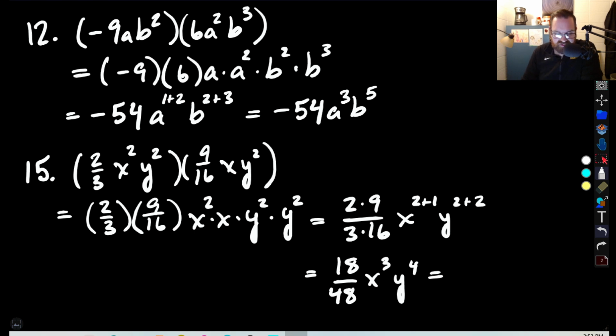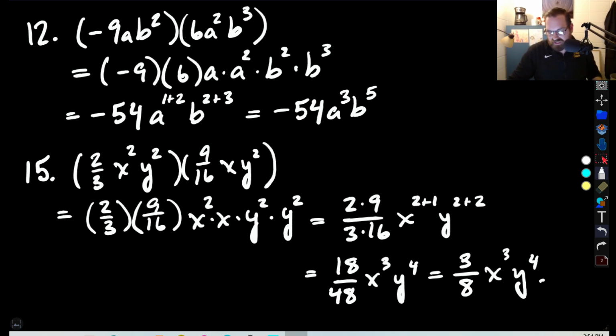And you can actually reduce this down. I'm not going to go back and do all the reducing here, but one thing that you can recognize is that there's a 6 that goes into both of these, okay? So a 6 goes into the 18, and then a 6 goes into the 48. So a 6 goes into 18 3 times, and into the 48, I believe, 8 times. And then we're going to be left with our x cubed y to the 4th. Okay. So that's how you go ahead and solve that kind of problem.